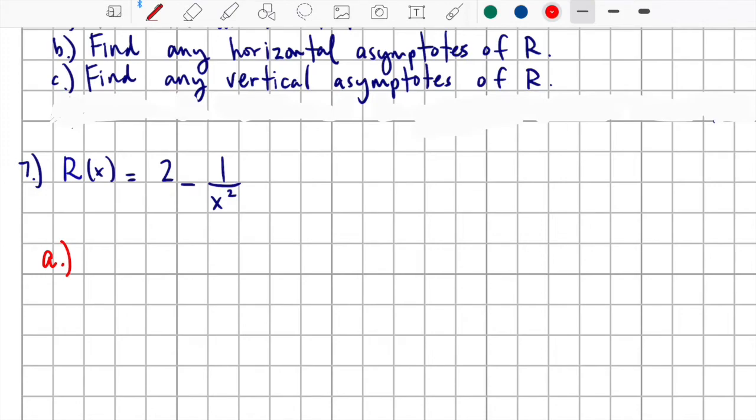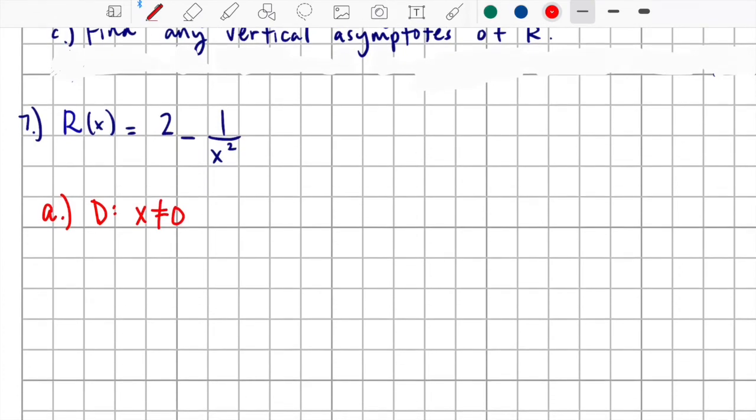Since we have a fraction, we want to find the number that makes the denominator 0. In this situation, since it's just x squared, we know that x cannot equal 0. So for the domain, we can write just x cannot equal 0. That means all real numbers, x cannot equal 0.